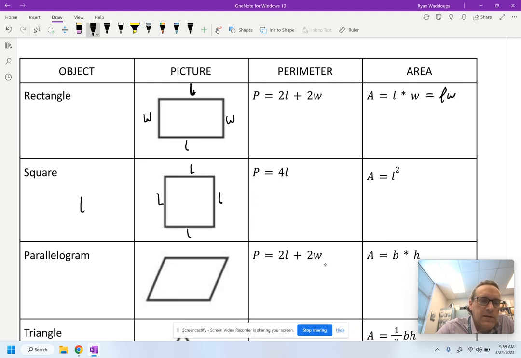Sometimes we'll say L, sometimes we'll say S for side. And so it could have been 4S. And same thing with the area. The length times the length, it's just like the length times the width, except the length is the same as the width. And so you'd say just L times L, which would be L squared. Or like I said, S squared, the length of a side squared. Make sure that it looks like an S and not like a 5.